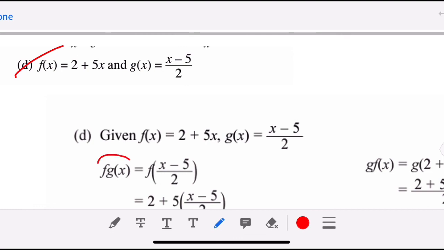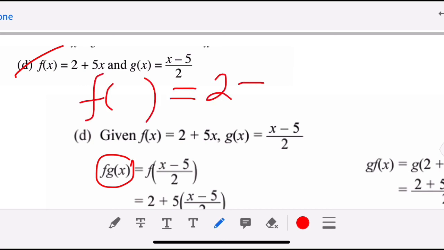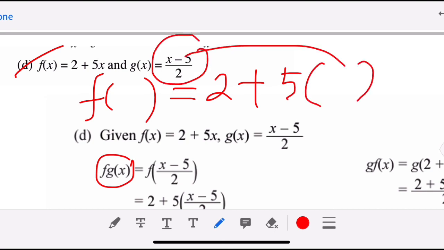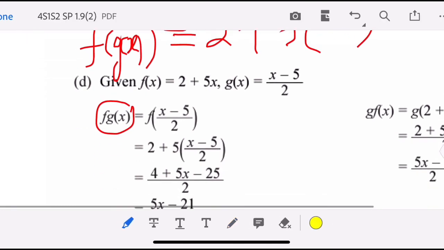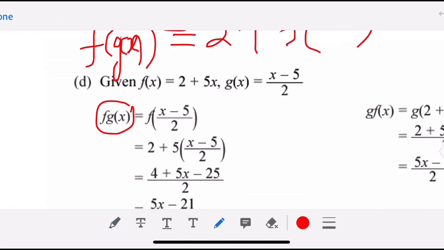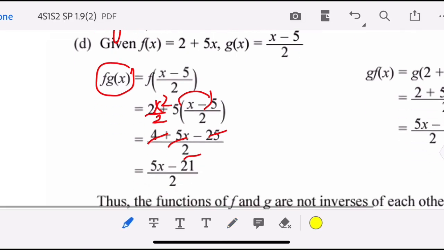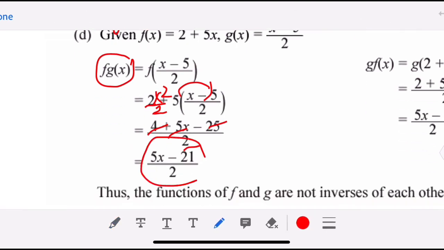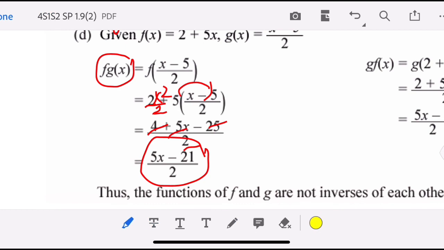So this one we try to find fgx, meaning that we are going to sub the g into the f. So 2 plus 5, the bracket is gx. You substitute inside. This is gx, right? So after you simplify, this is times 2 over 2, right? So you get 4 plus 5x, negative 25 over 2. And then you will get the answer 5x minus 21 over 2, right?